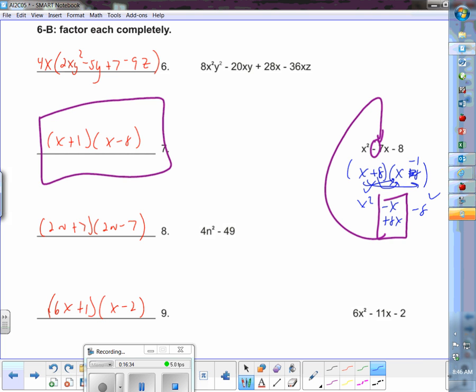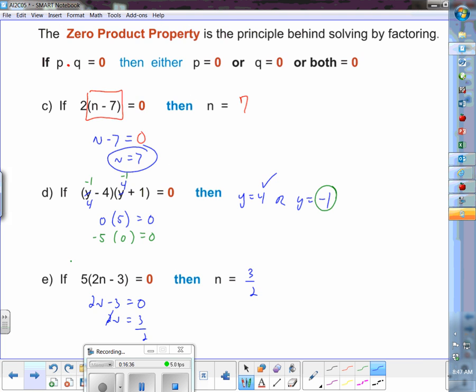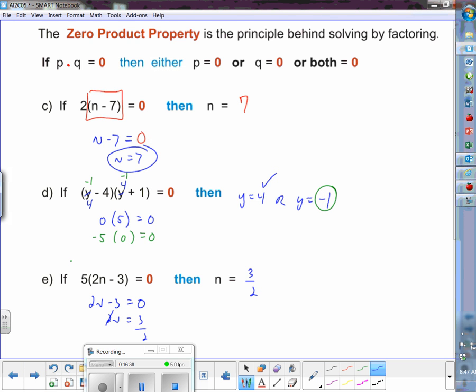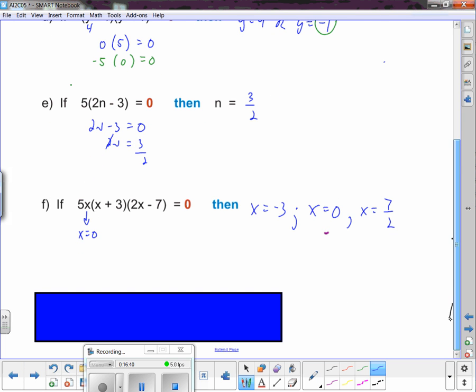All right, so I went backwards here. Let's go the right way. Okay, so that's how you get the first one. How do you get the second one? Set the little factor equal to 0, solve the little equation. There's the -3. How do you get the third? Set it equal to 0, solve the little equation, x equals 7/2, right? You're just setting each factor equal to 0.